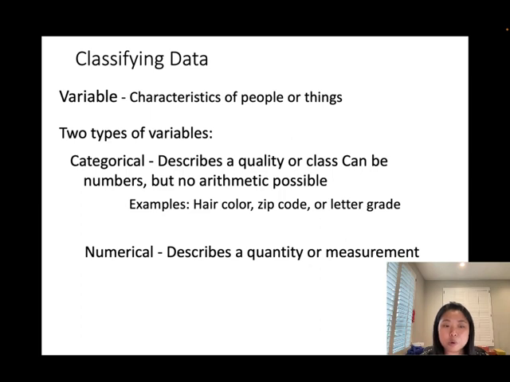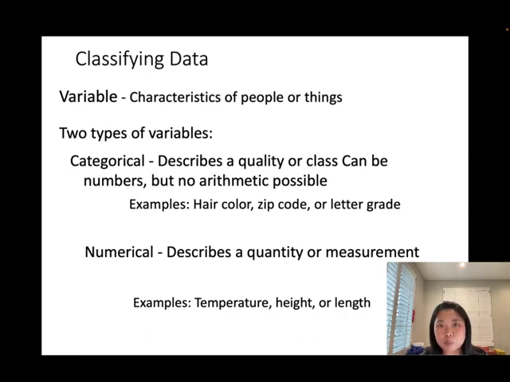The second type will be numerical. It describes a quantity or measurement. So this represents counts or measurements. Something you will be using counting for, like how many fingers do I have? I can count 1, 2, 3, 4, 5, right? Examples: temperature, height, or length. So all those data belong to numerical. For later chapters, we're going to separate into two parts. One part will be focusing on categorical data. One part will be focusing on numerical data.